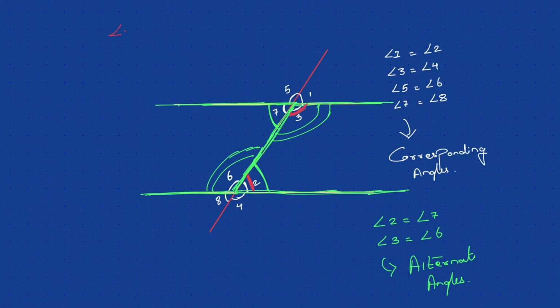Any other angles? Angle 3 and angle 2. The sum of angle 3 and angle 2 will always be 180 degrees. If you can remember, these are interior angles. Similarly, angle 6 plus angle 7 will be equal to 180 degrees. This is also a pair of interior angles. So remember corresponding angles, alternate angles, and interior angles.